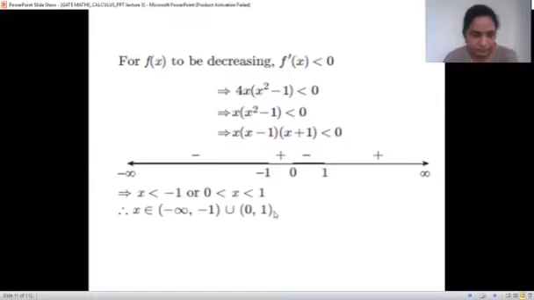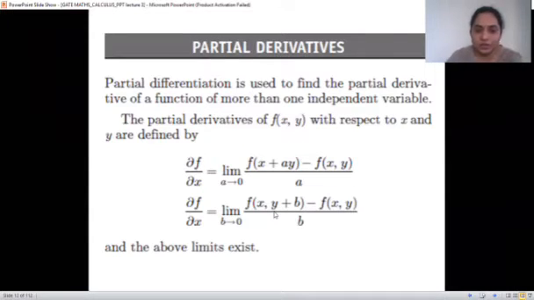Any doubt? Okay. We'll move ahead. Partial derivatives.